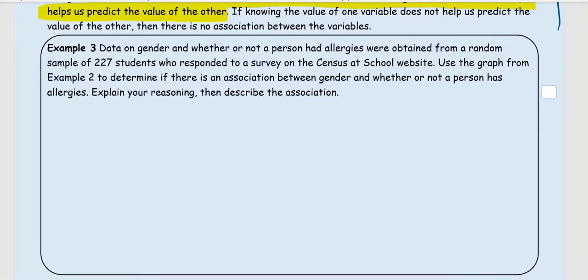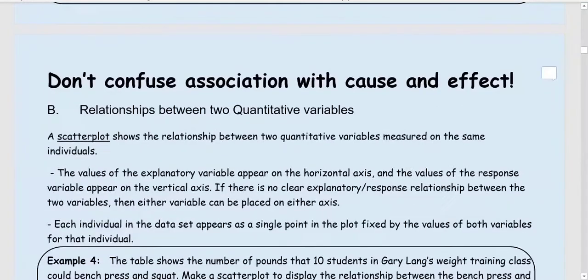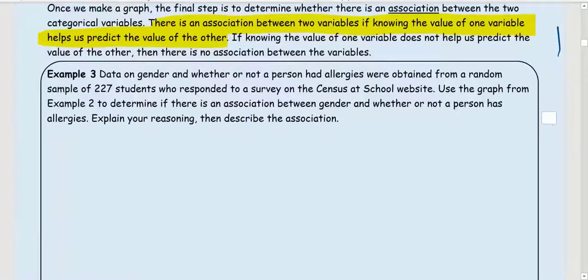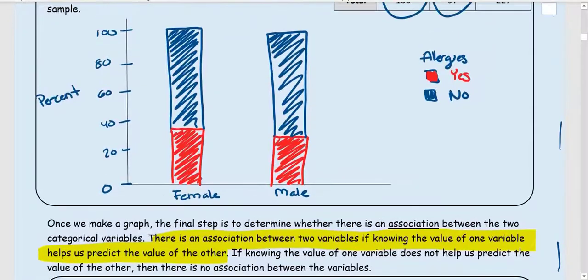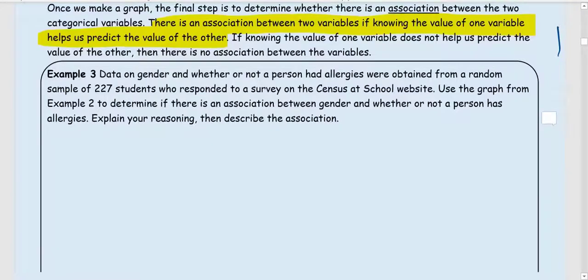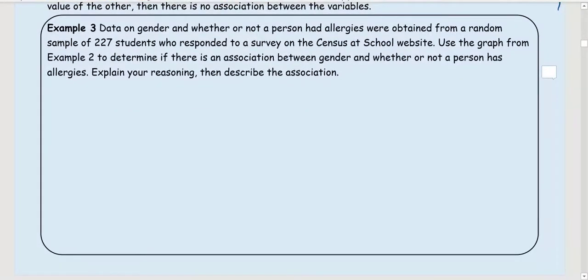Now, if you look at the graph itself, we're trying to go back up. There we go. Okay, if we look at the graphs themselves, they're very, very close. Knowing whether or not someone has allergies does not help us predict whether or not they're female. Knowing whether someone is female or male does not help us to predict whether they have allergies or not. So we're going to say that there is a weak association.